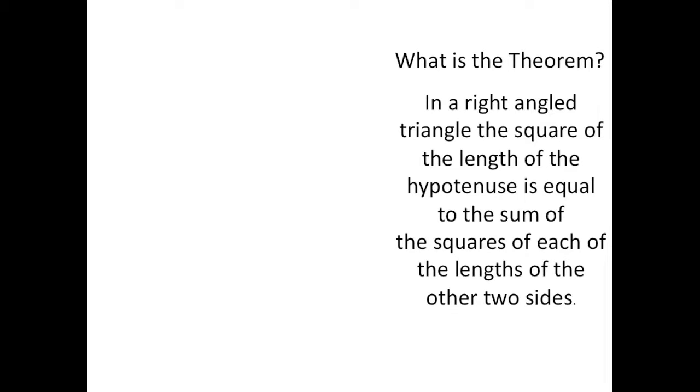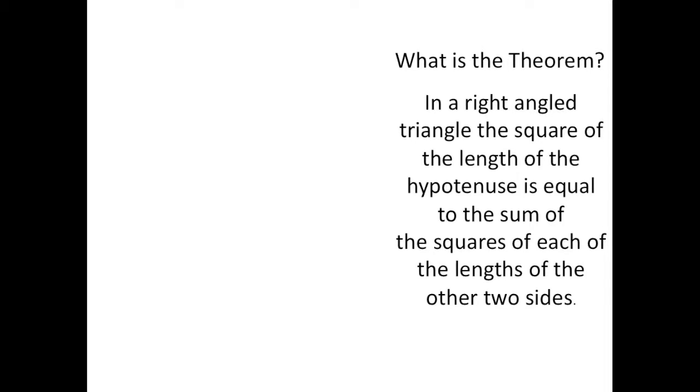Pythagorean Theorem. So what is the theorem? The theorem basically says that in a right angle triangle, the square of the length of the hypotenuse is equal to the sum of the square of each of the lengths of the other two sides. Now, when you read this, it might not make much sense. So let's go through it step by step to understand what it's saying.